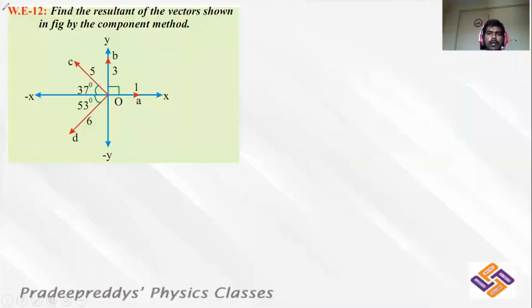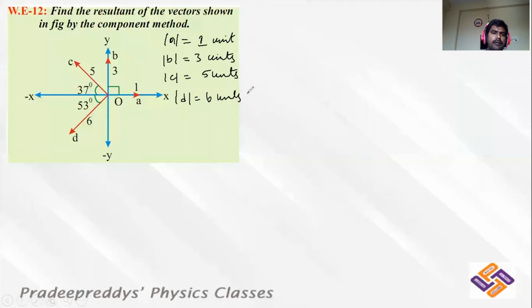Right, students, in this given example, we have vectors A bar, B bar, C bar and D bar. The magnitudes of these vectors are given in the figure itself. Magnitude of A is equal to 1 unit. Magnitude of B is equal to 3 units. Magnitude of C is equal to 5 units. And magnitude of D is equal to 6 units. Right? These are the magnitudes of the vectors given.